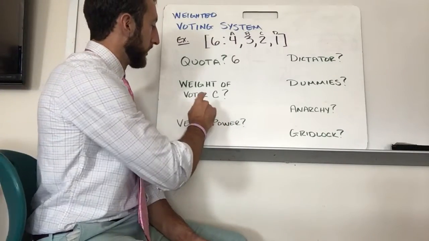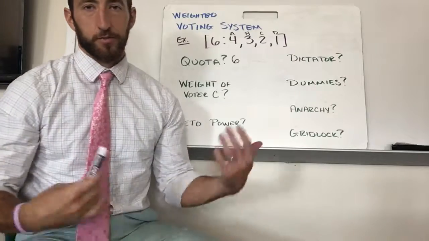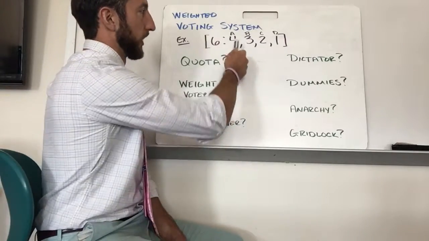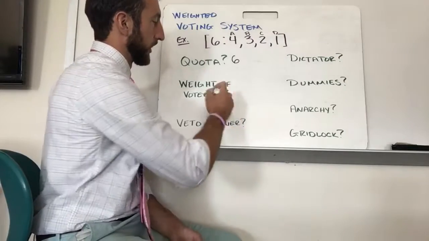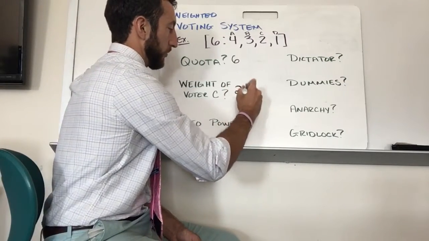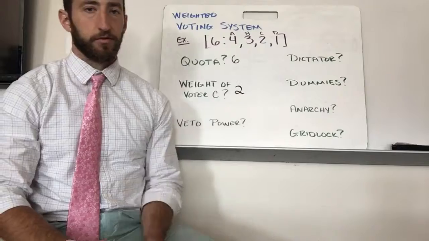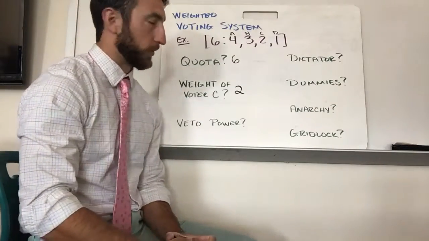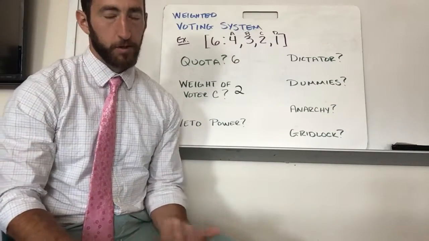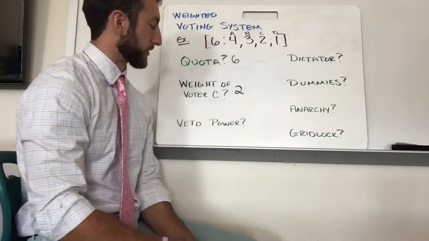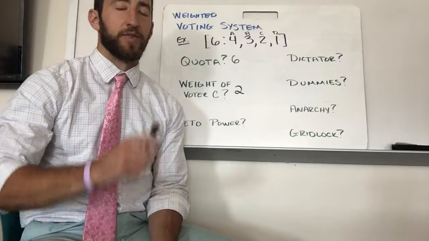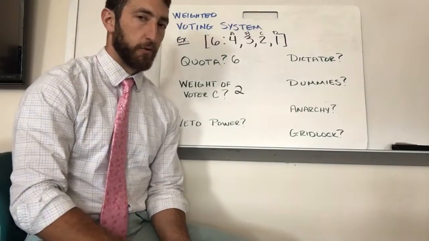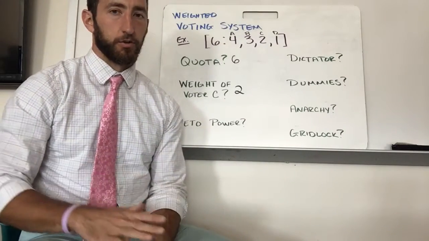Then, to get the weight of a voter, this is just something we want to identify. The weight of voter A would be 4, the weight of voter B would be 3, and the weight of voter C would be 2. You're just identifying the weight, so how much power they have, or how many votes that one person has. Veto power is where, if they choose not to vote for it, that resolution is not going to go through.